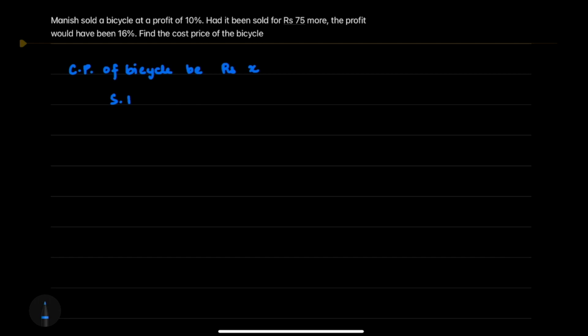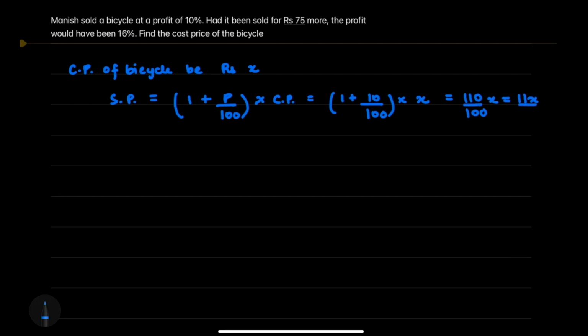So the selling price in the first scenario, where he sold the bike for a 10% profit, would be 1 plus profit by 100 into cost price. And this comes out to be 1 plus 10 by 100 into cost price X. And this comes out to be 110 by 100 x, or 11x by 10, sorry.